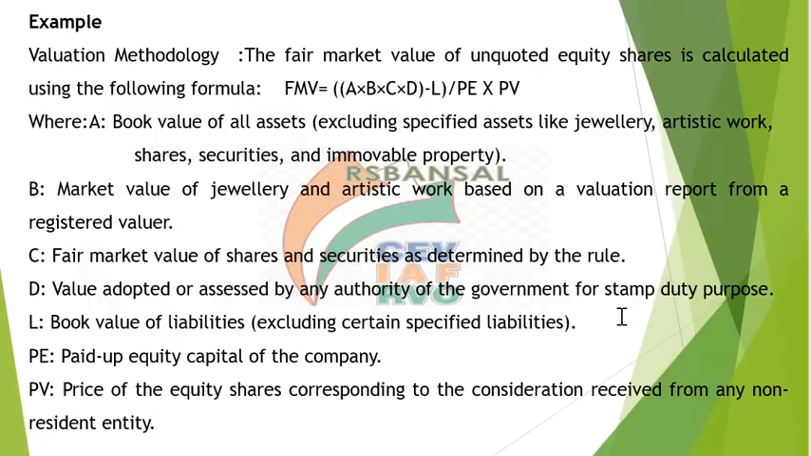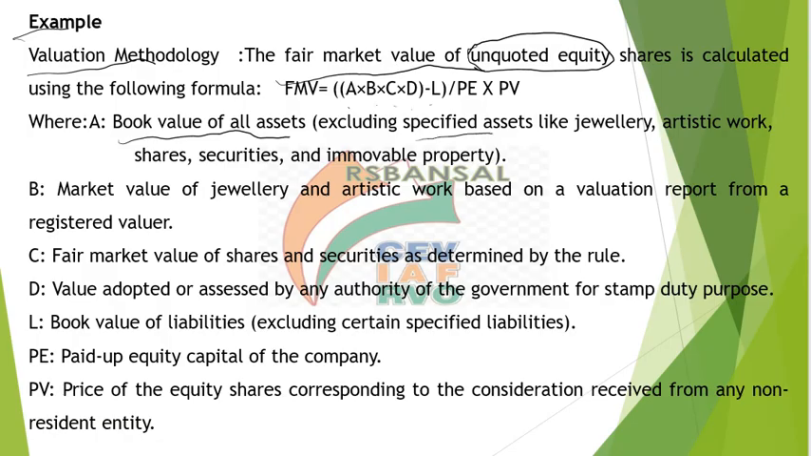This will be cleared with an example. The valuation methodology is that the fair market value of unquoted equity shares, as we have already discussed, is calculated by using the formula (A + B + C + D - L) divided by PE, into PV. So what is A? A is the book value of all assets, but here you have to exclude specified assets like jewelry, artistic works, shares, securities, and immovable property of the company.